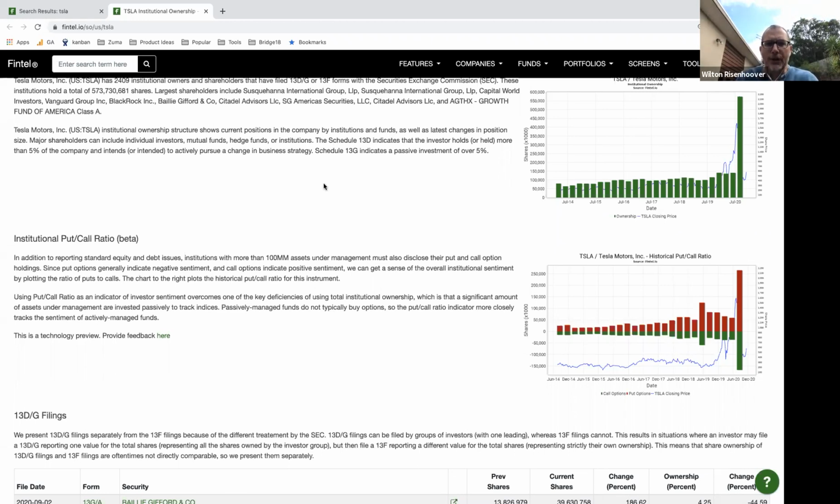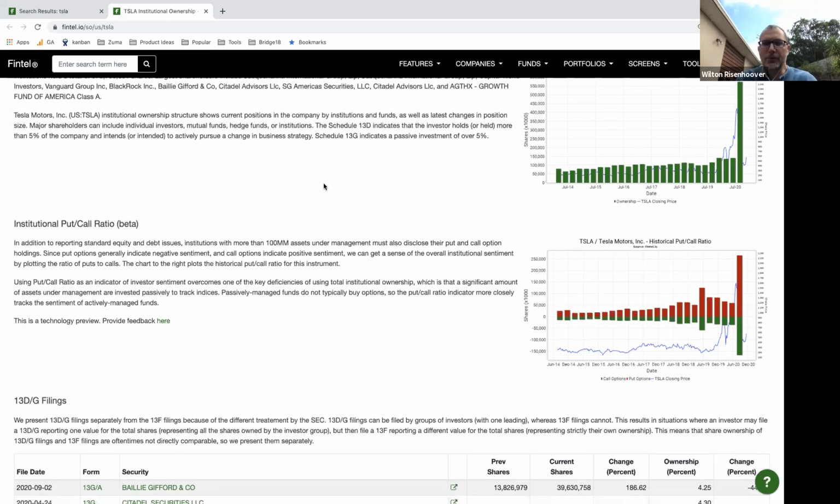The N-PORT filings, which are new, are required to be filed by any fund or ETF, no matter how much money they have. So you can find a fund that has only $1 million in assets under management. It still has to file an N-PORT filing.